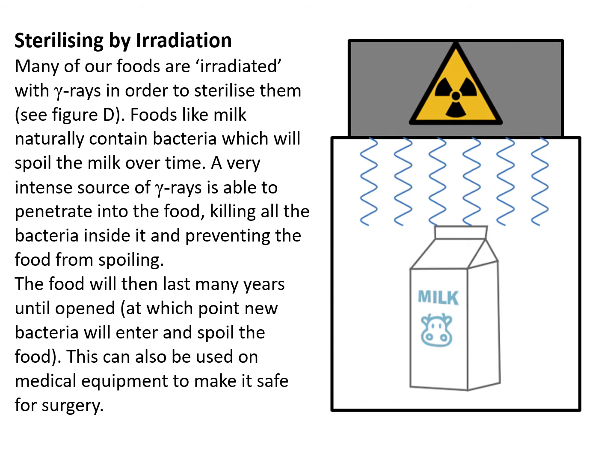So one use of gamma rays is sterilizing objects. Now many of our foods are irradiated with gamma rays in order to sterilize them. Foods like milk naturally contain bacteria which will spoil the milk over time. A very intense source of gamma rays is able to penetrate into the food, killing all the bacteria inside it and preventing the food from spoiling. The food will then last many years until opened, at which point new bacteria will enter and then spoil the food. This can also be used on medical equipment to make it safe for surgery.